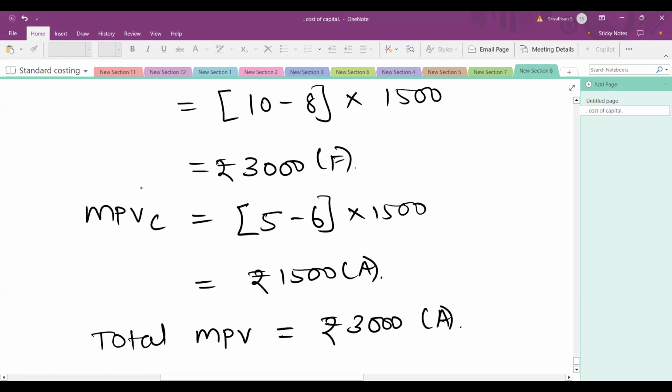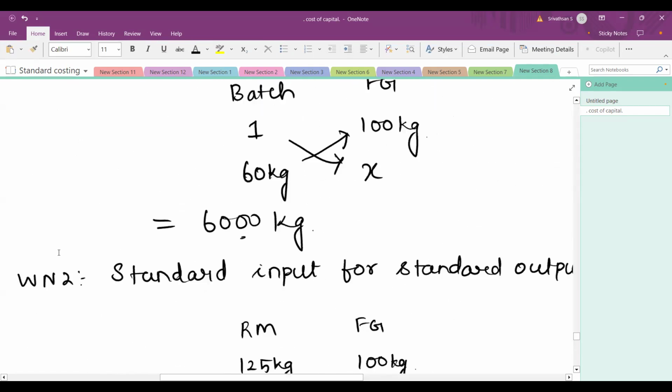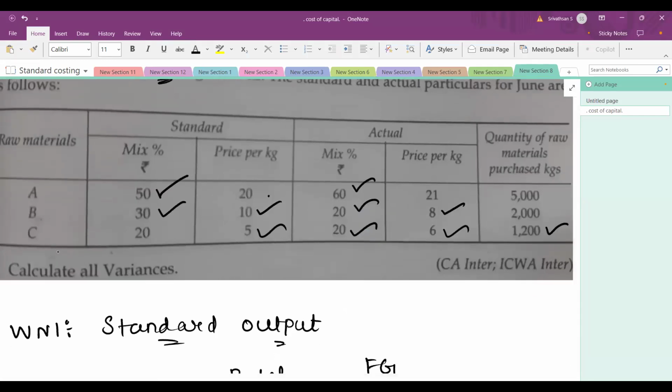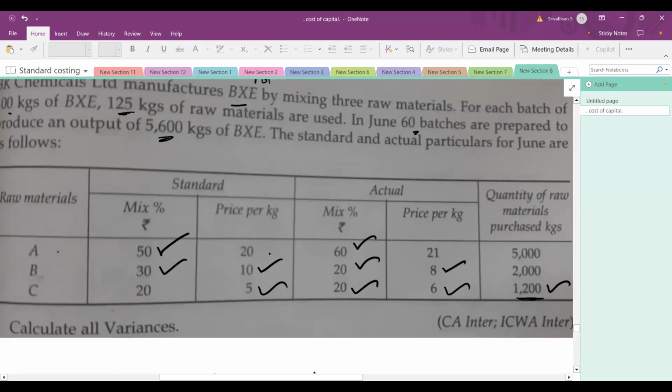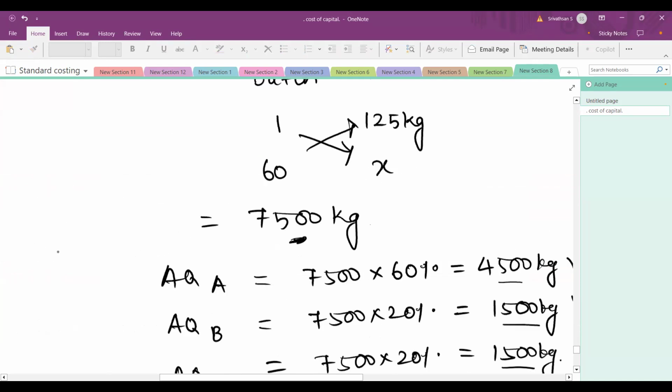And one more important point. Here we have actually consumed 1,500 kg of raw material C during the period. But when we look at the question, we purchased only 1,200 kg of raw material C. So how can we consume more than what we purchased? Right. So it is assumed that this 1,200 kgs are consumed and the remaining 300 kg came from the previous period or opening stock of June, right?